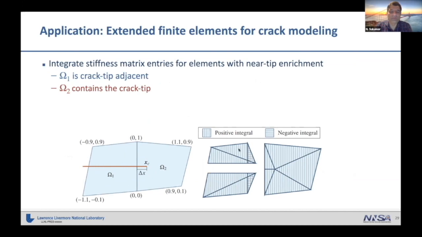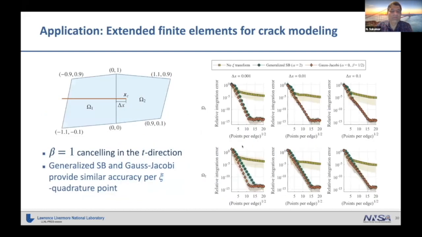So these are positive integrals and negative integrals, which are shown. And then we basically compute these entries in the stiffness matrix for different values. So all the entries are computed. So there's a bar basically of the error. So for different values of delta X, you can see the performance. So it basically is robust with respect to delta X.